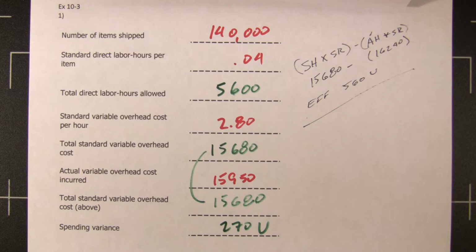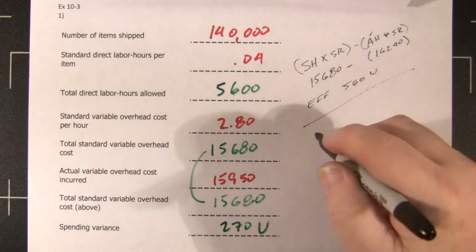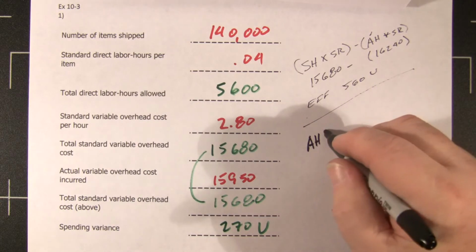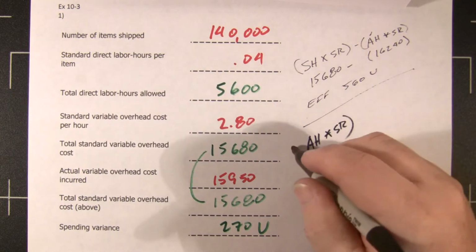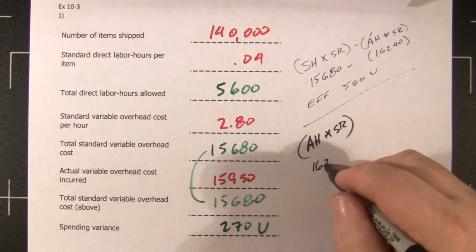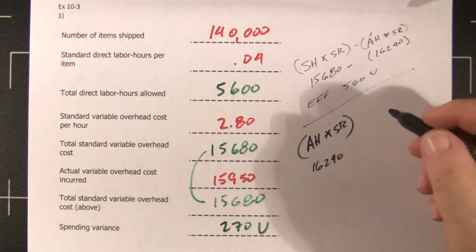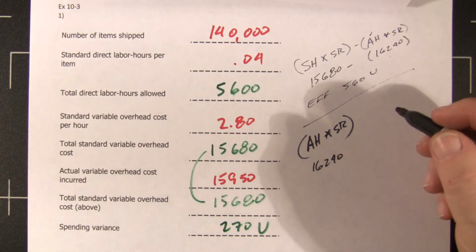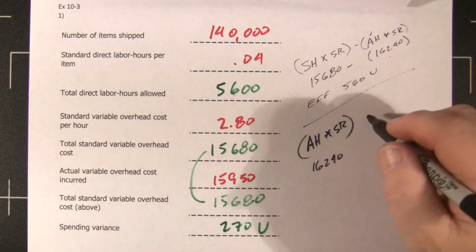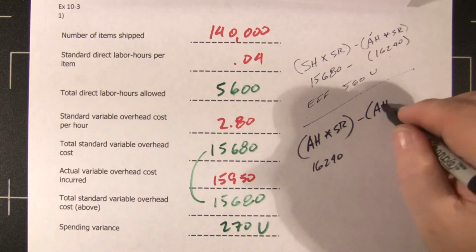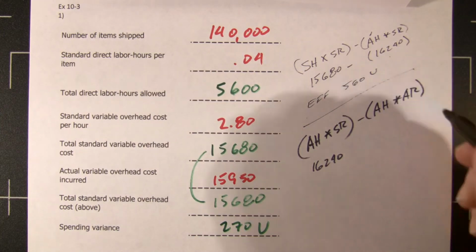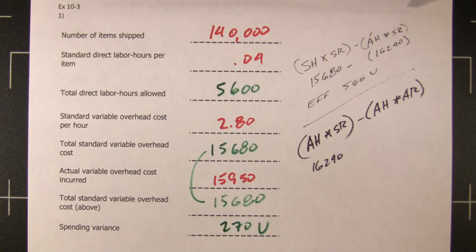looking at the rate variance to see how that worked out for us. So, we're going to look at our actual hours times our standard rate, $16,240. Okay, and we're going to compare that to our actual hours at our actual rate. And when we do that, that's the 5,800 hours times $275 per hour.